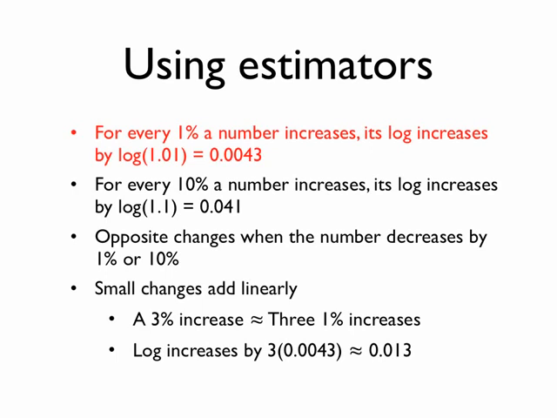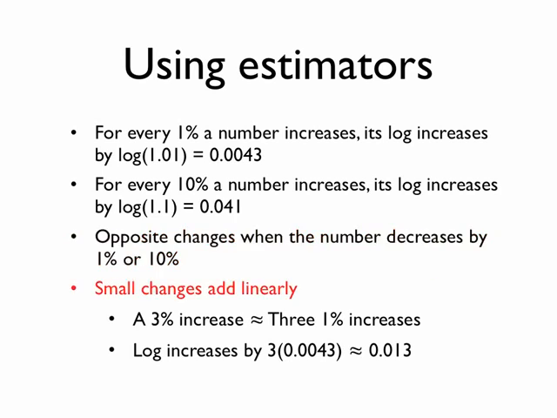So if a number increases by 1%, that's equivalent to multiplying it by 1.01, and then if you calculate the log of that number, you can factor out that 1.01. So increasing a number by 1% is equivalent to adding 0.0043 to its log. And similarly, for every 10% that you increase a number, its log increases by 0.041. And the opposite happens when you decrease the number. If you decrease the number by 1%, its log decreases by 0.0043. And for 10%, it decreases by 0.041.